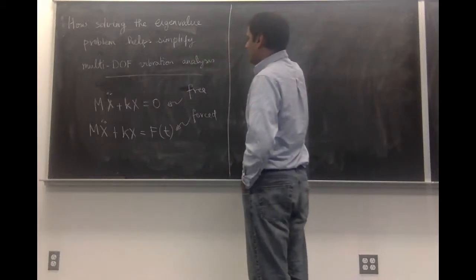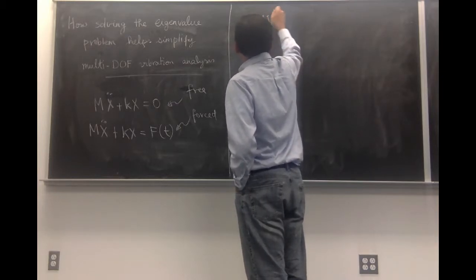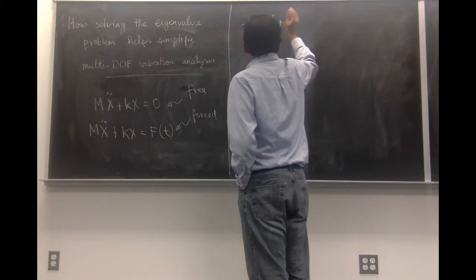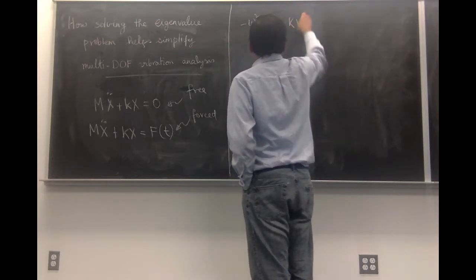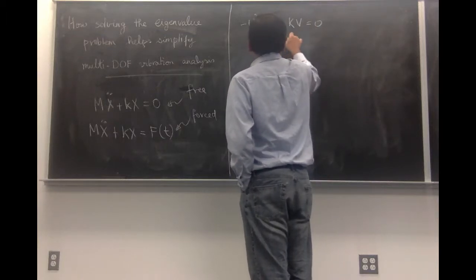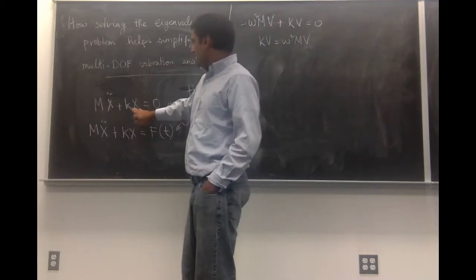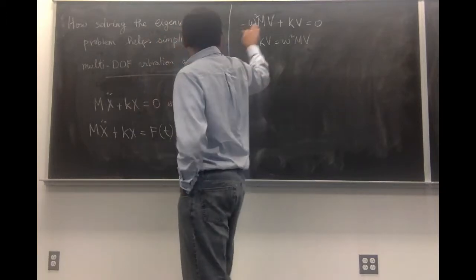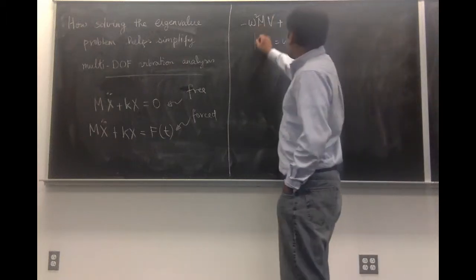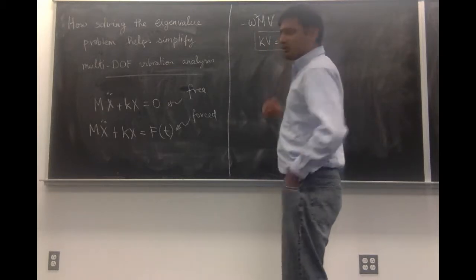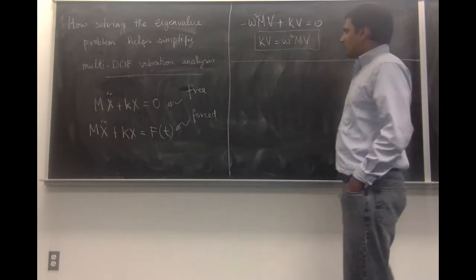We've already seen how the eigenvalue problem arises. The eigenvalue problem is of the following form, something like this, plus k times v equals 0, or kv equals omega squared mv. This comes from assuming that the solution to x is of the form some amplitude times some vector times sine omega t or cosine omega t. Now that we have this eigenvalue problem, we can solve it. We sort of saw how to solve these eigenvalue problems, but how does solving them help us?